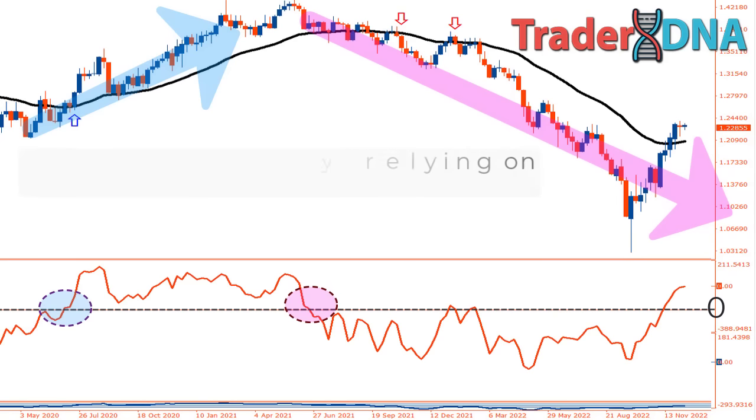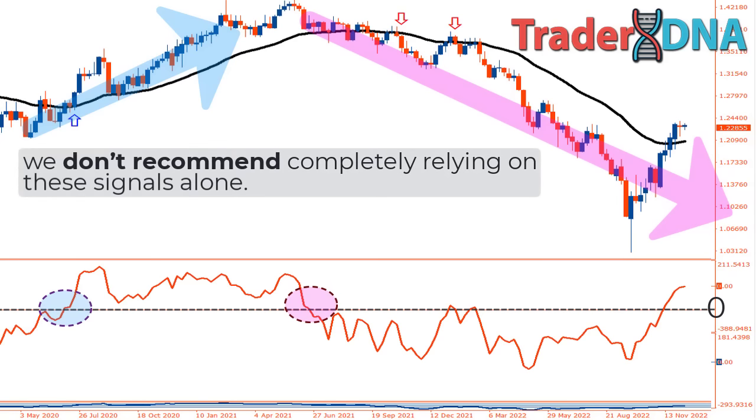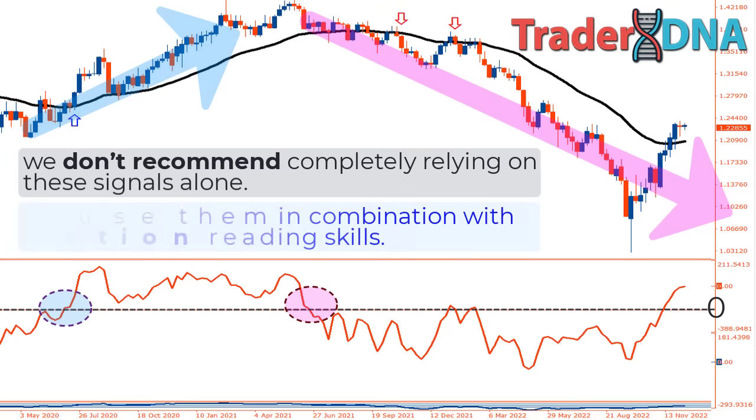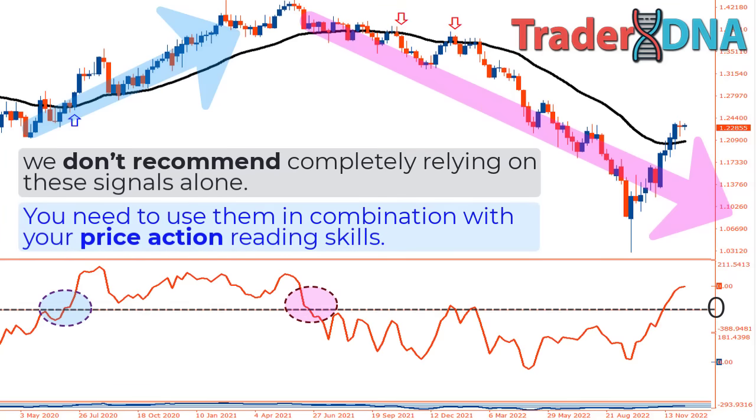Now, we don't recommend completely relying on these signals alone. You need to use them in combination with your price action reading skills.